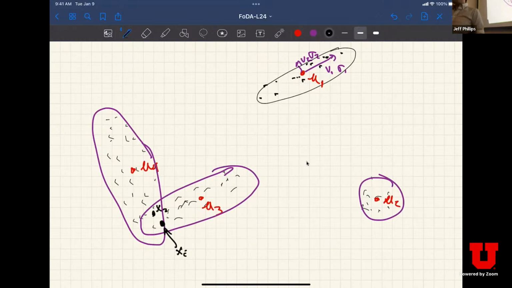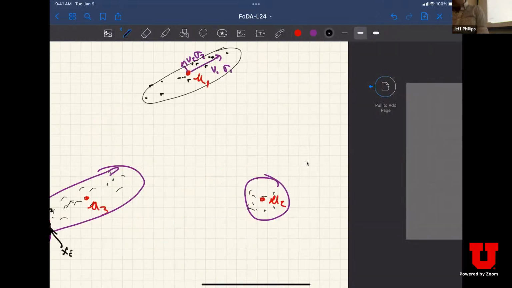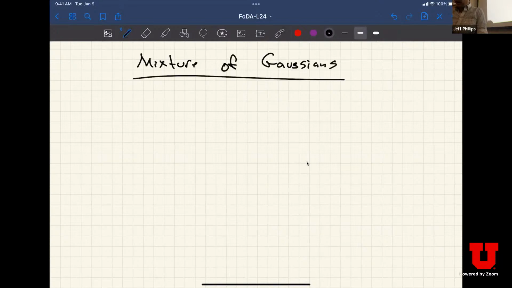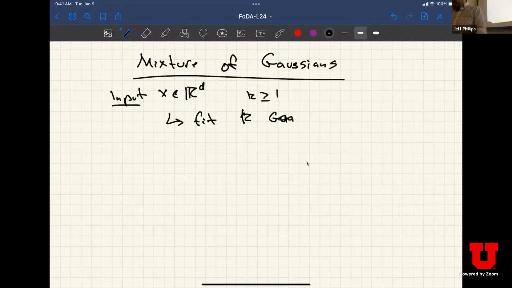Okay, great. So let's try and write down what we want to do mathematically. Mixture of Gaussians again. Input x in R^d and some k greater or equal than 1, and the goal is to fit K Gaussians, and this will give me a distribution.